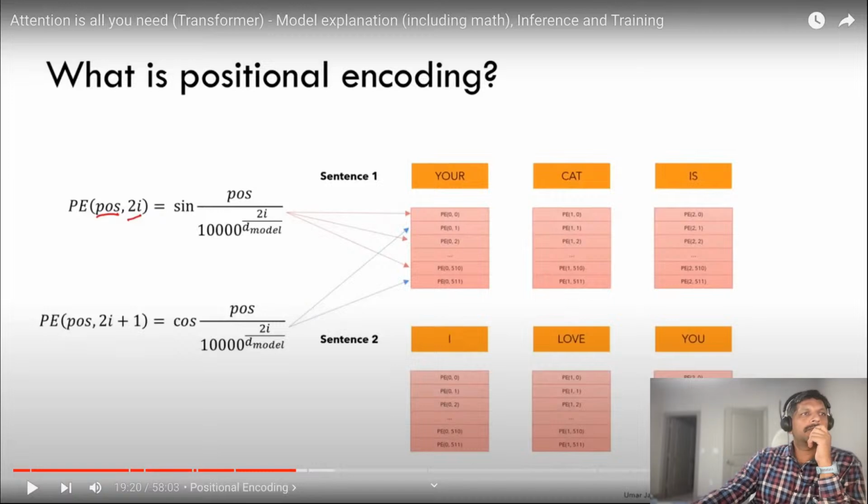Denominator is 10,000 power 2i by d. d is fixed now. For sample purposes, it is given d equal to 4, then it is 0, 0, 0, 0, 2, 0, 4, 1, 0.